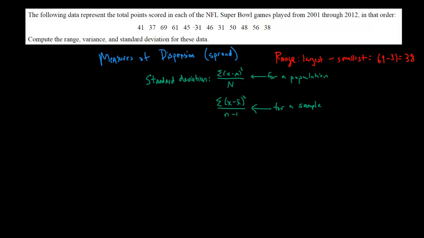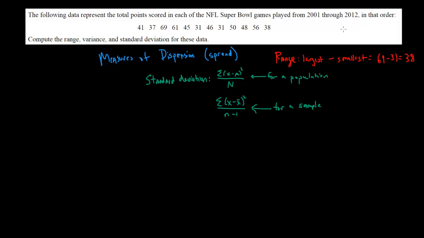For instance, the text here says this is the data regarding points scored in Super Bowl games from 2001 to 2012. Now, it doesn't say population or sample anywhere. So you have to figure out, is it population or sample data? Well, think about it. Has the Super Bowl been going on before 2001 and after 2012?